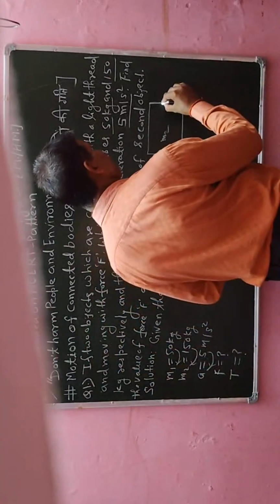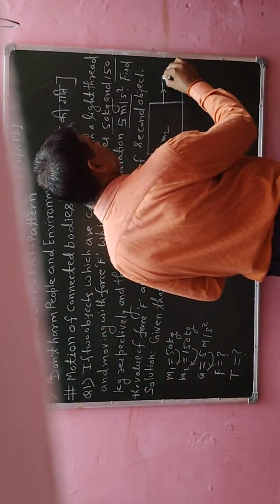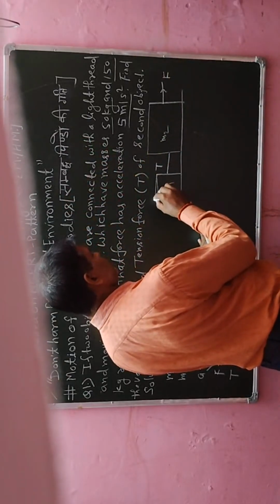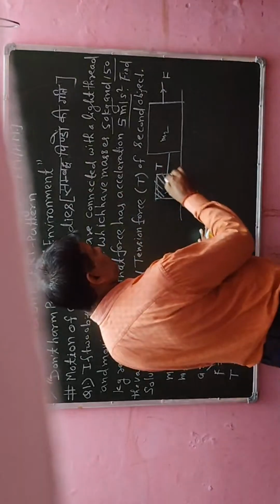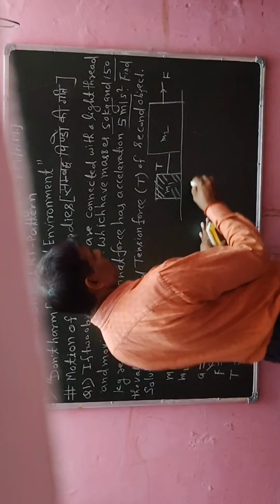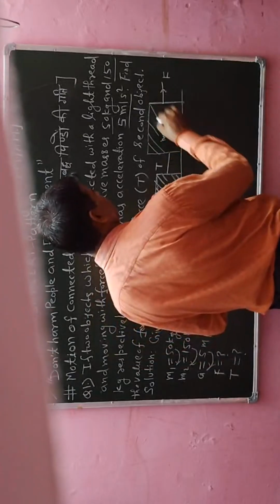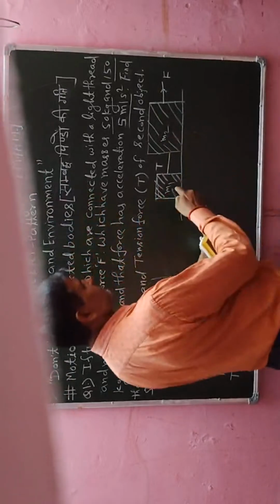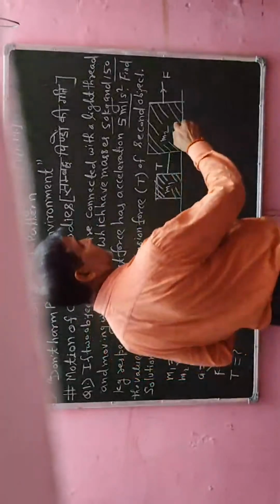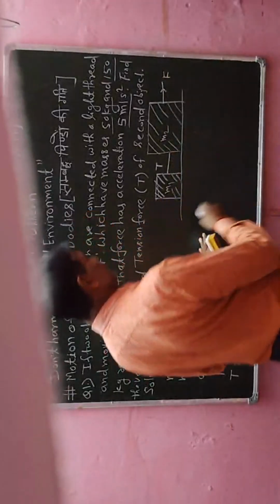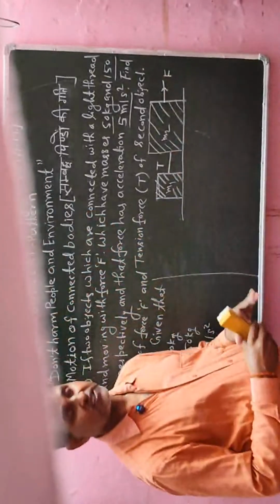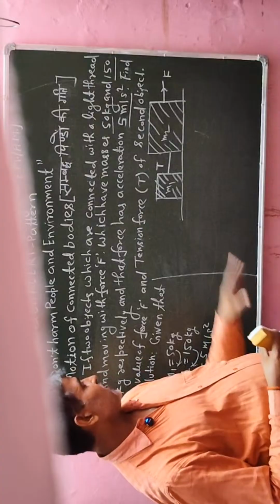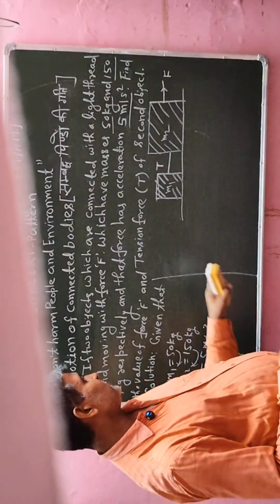Now here I have applied a force F. With this force, both objects are moving in the forward direction. Here I am hatching it. So the first object and second object are both moving with force F, and this is the smooth horizontal plane. So I will write its concept, and after that I will get its value.